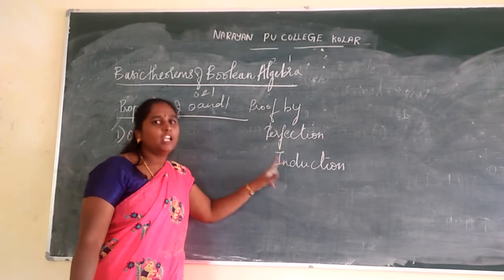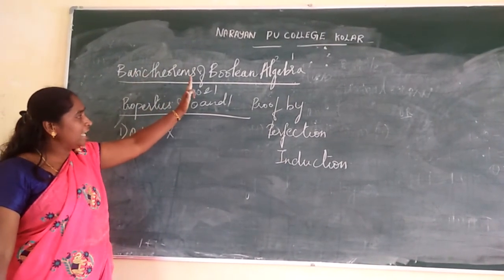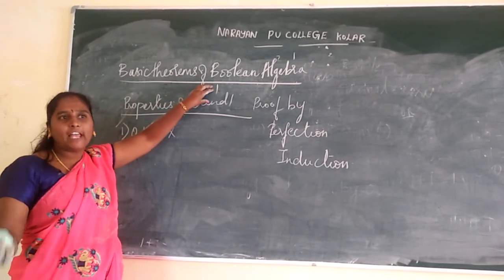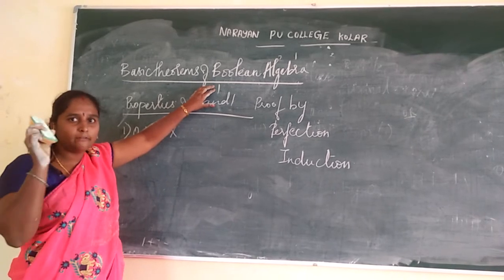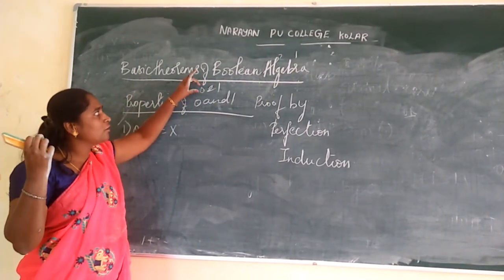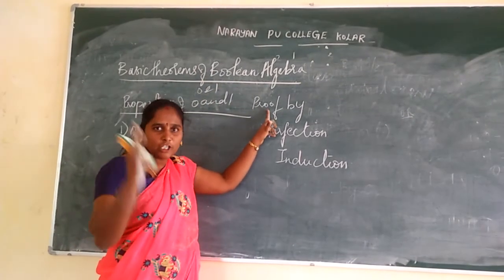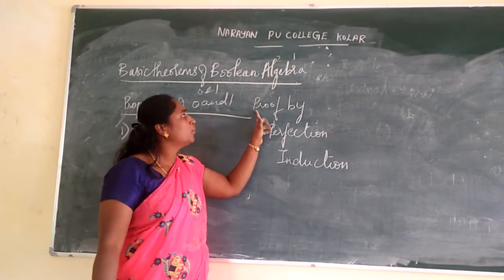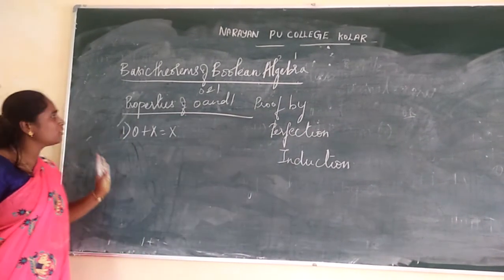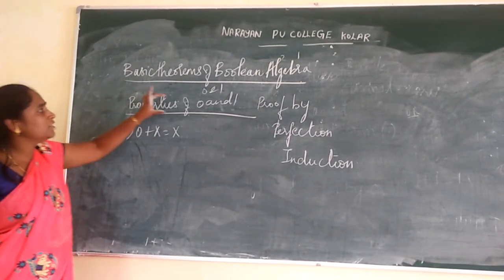In the basic theorems of Boolean algebra, you are going to substitute the values of zeros and ones in the place of a variable, either x or y. This technique of substituting the values of zeros and ones, we call proof by perfect induction. There are four properties in your basic theorems. First one, properties of zeros and ones.